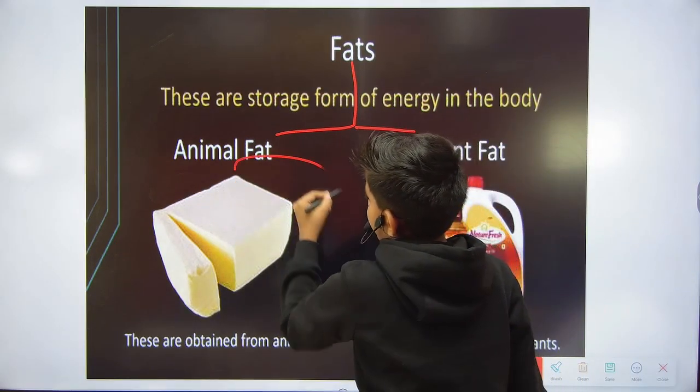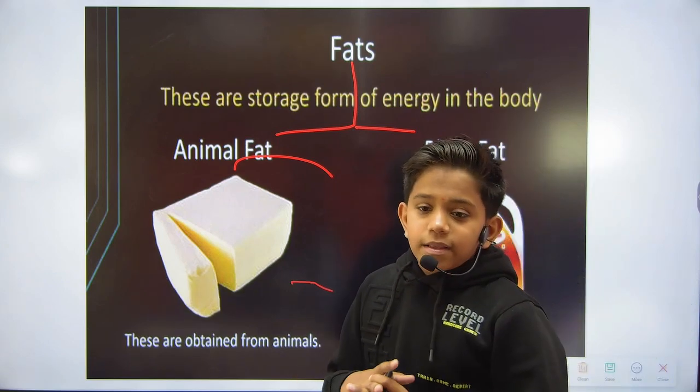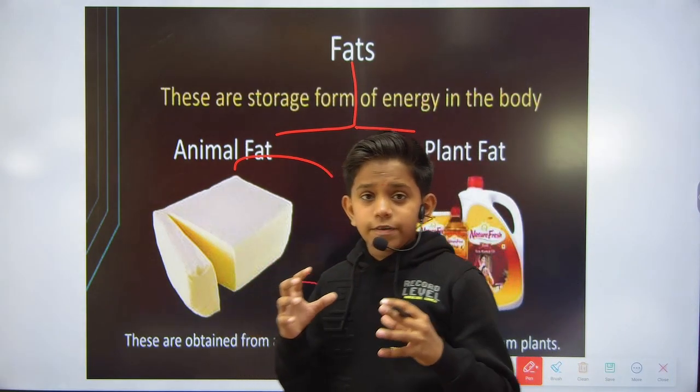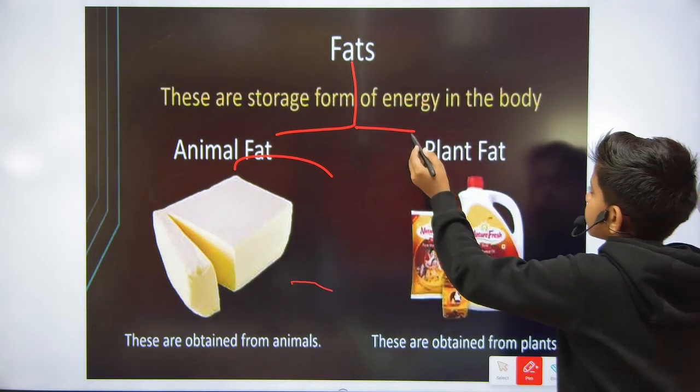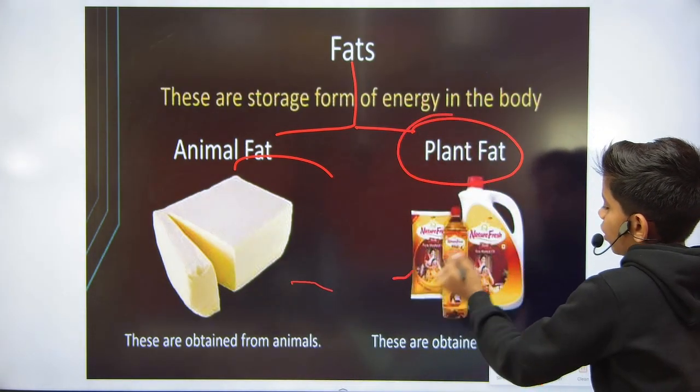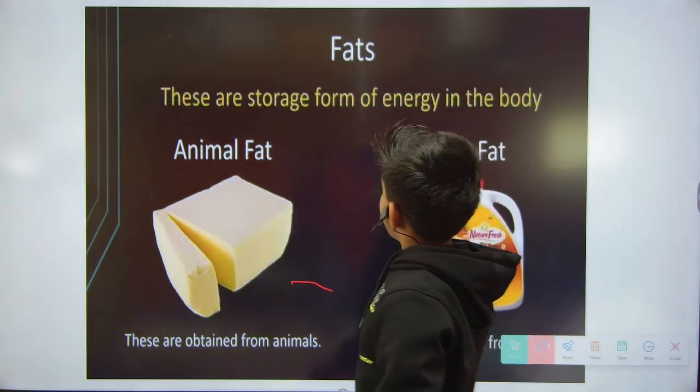In the animal fat, what is there? These are obtained from animals, and the fat which is obtained from the animal is known as the animal fat. And the fat which is obtained from the plants, such as oil, is called the plant fat.